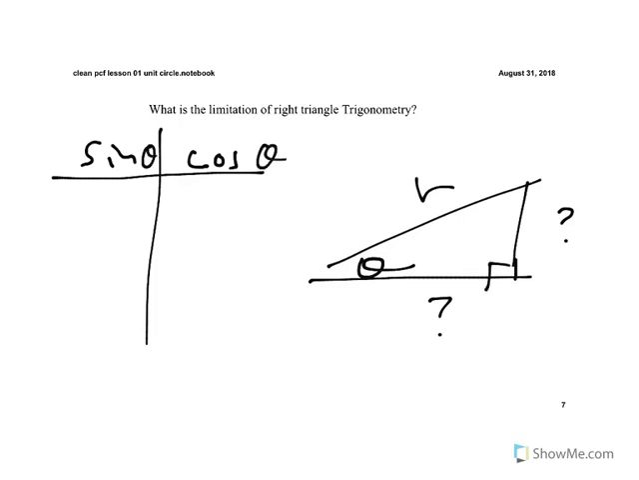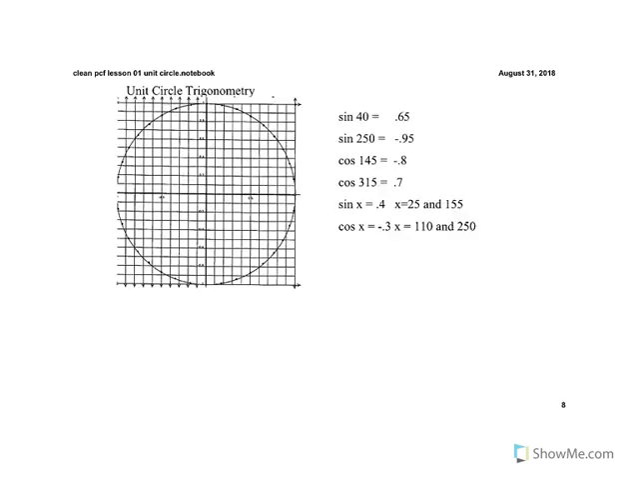But what if the angle is bigger than 90 degrees? Well, for that we need a more general definition of sine and cosine, which will agree with our opposite over adjacent or opposite over hypotenuse definition from right triangle trigonometry. And that's when we get into what's called unit circle trigonometry.